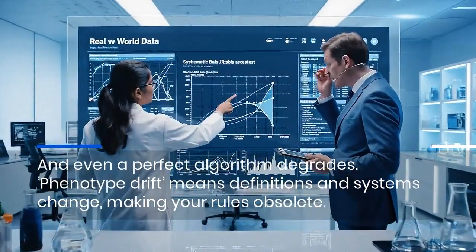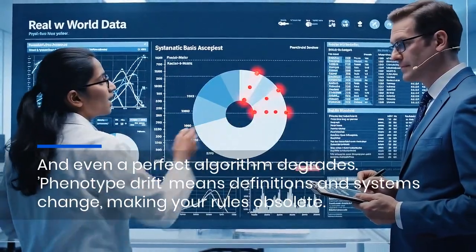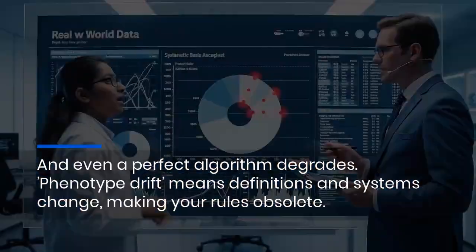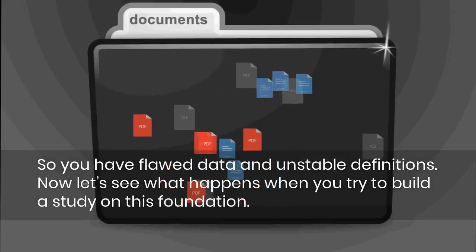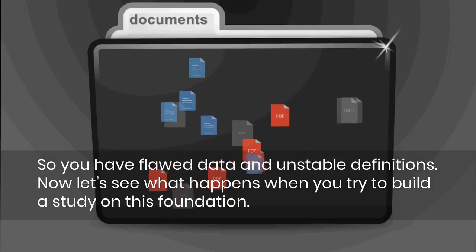And even a perfect algorithm degrades. Phenotype drift means definitions and systems change, making your rules obsolete. So you have flawed data and unstable definitions. Now let's see what happens when you try to build a study on this foundation.